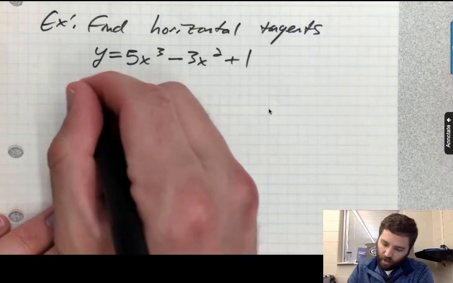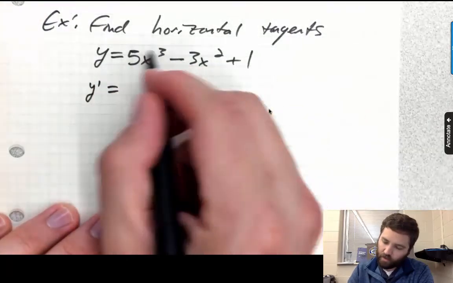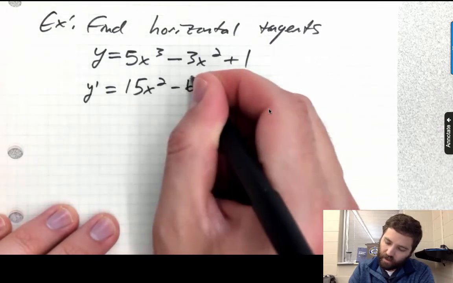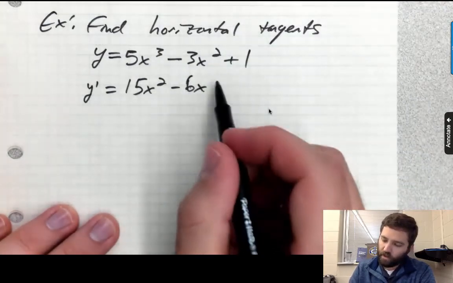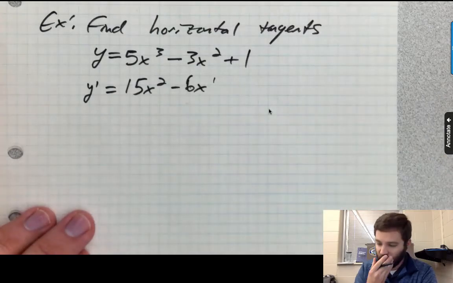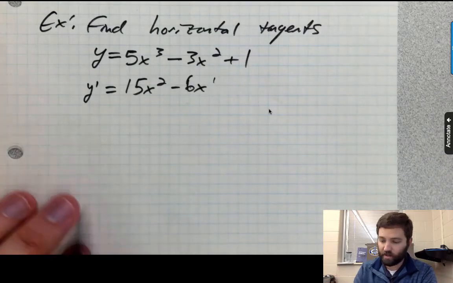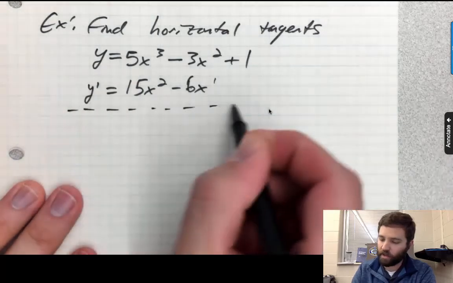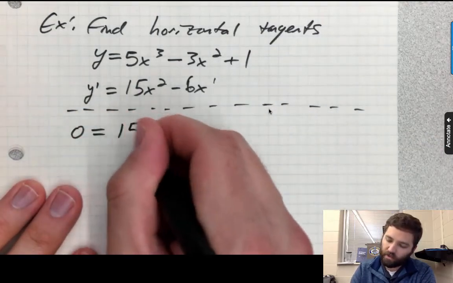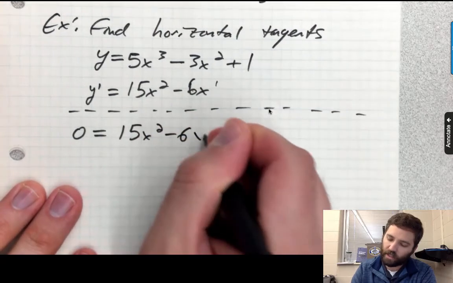So let's find the derivative. It is y prime is equal to 15x squared minus 6x. 2 times 3 is 6. Subtract 1 from the power is 1. All right, then derivative of 1 is 0. Okay, what I want to know is, when is this equal to 0? Because that's where the horizontal tangents will be. So I want to solve this equation. 0 is equal to 15x squared minus 6x.